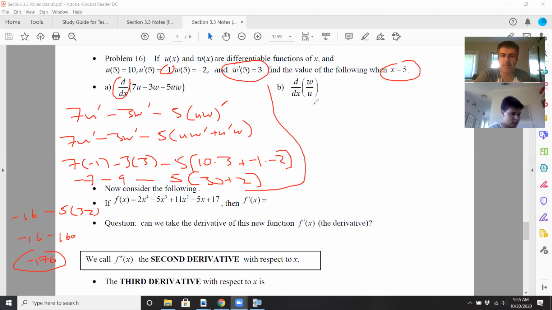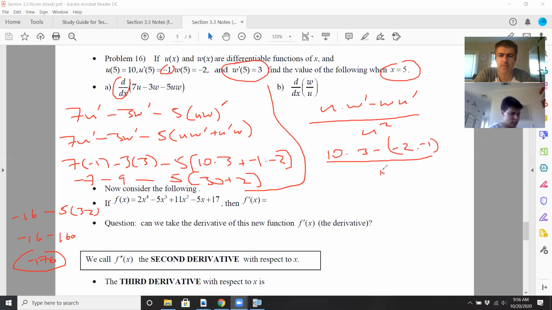quotient rule. So that's just going to be w prime. Remember, it's just low d high. So u times w prime minus high d low over low squared. And away we go. So u is 10. w prime is 3. w is -2. u prime is -1 over u squared, which is 10 squared. So 30 minus 2 over 100. 20 over 100. And you don't have to reduce it, you can leave it like that.